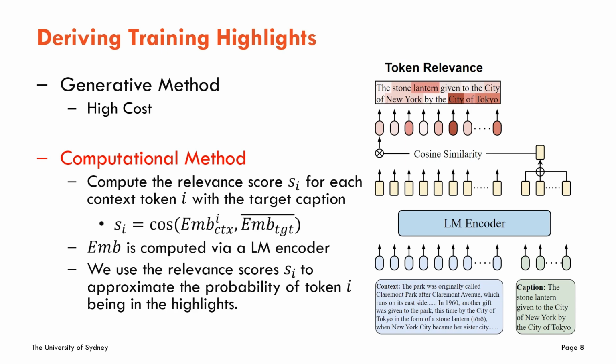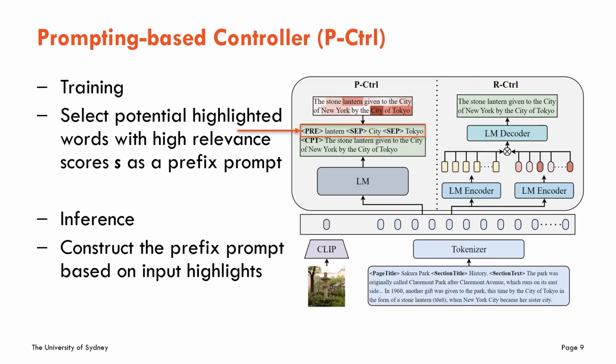Instead, we design a computational method to derive the highlights, where we compute the similarity of the aggregated caption embedding with each context token embedding. The resulting relevance score, S_i, for each context token can be considered the probability of token i being in the highlights. Now that we have the training data, we will introduce two types of controllers that can be used for controlled caption generation.